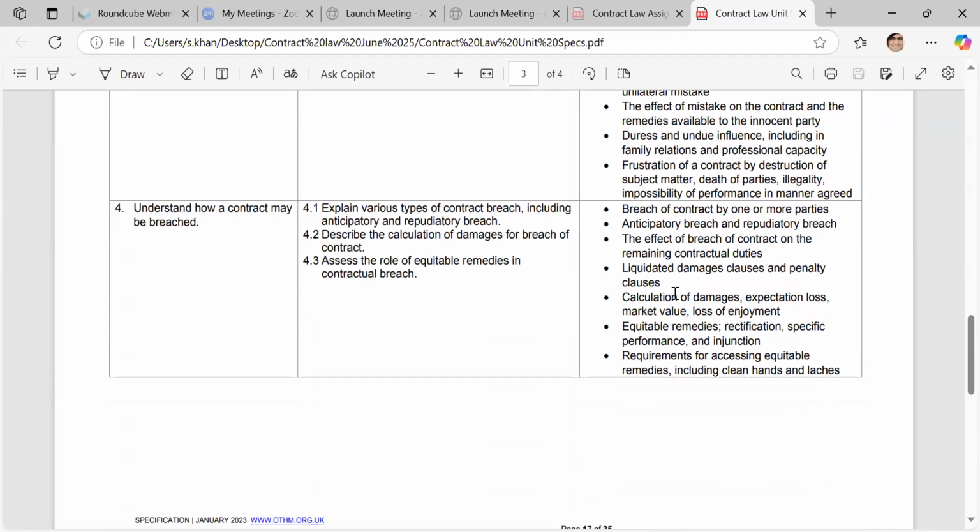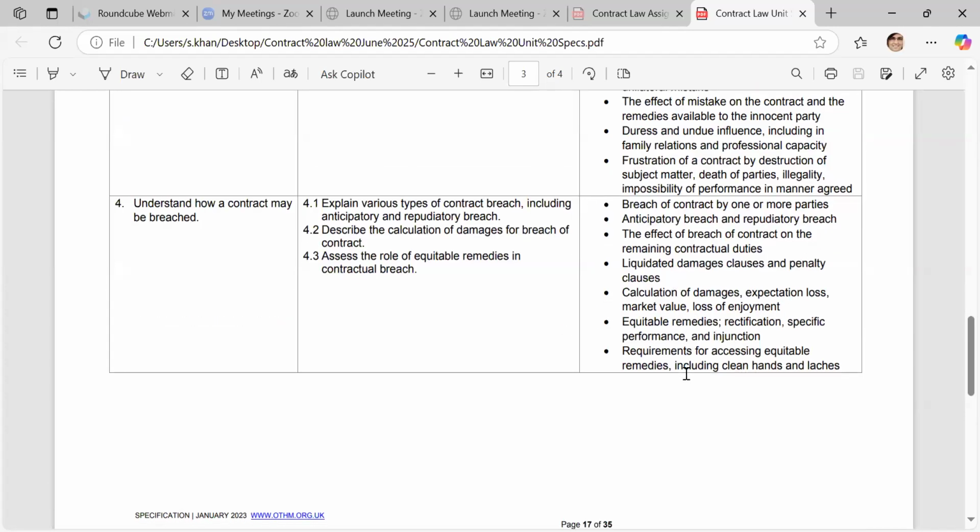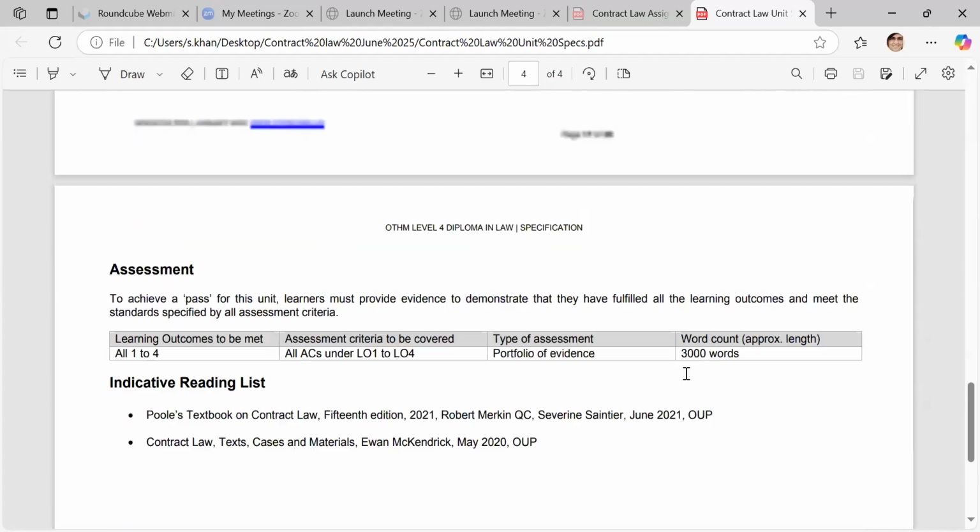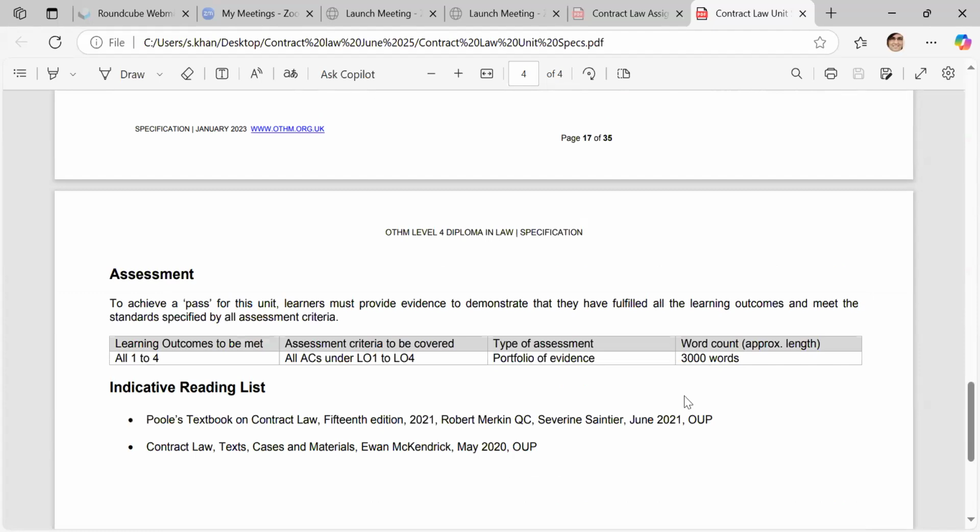Here the indicative content covers breach of a contract, anticipatory breach, the effect of breach of a contract, liquidated damages, calculation of damages, equitable remedies, and requirements for assessing equitable remedies, including clean hands and laches. So the assessment for it is a pass or a fail, okay?